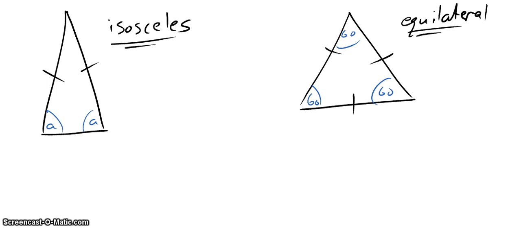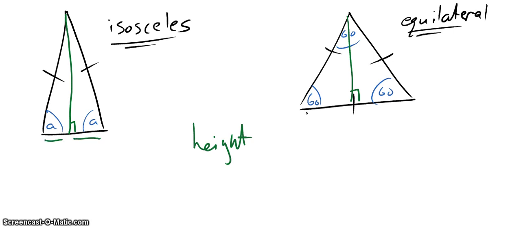Okay, so these are two of the three triangles we need to know, and here's the first thing we have to know about them. If I bring down the height in both of these triangles, this height has two more functions. It's the height, but it's also the median, which means it cuts this side into two equal parts.